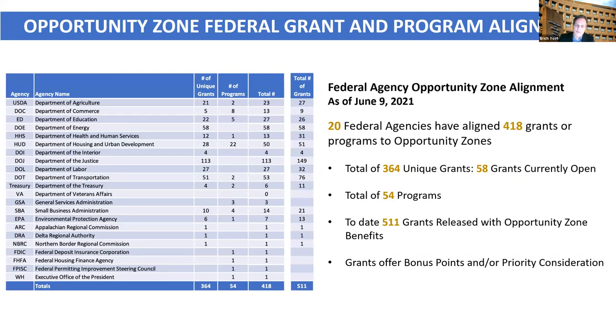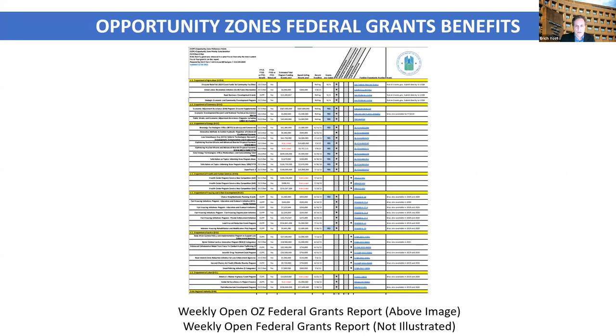One thing that you may have heard is the federal government has also aligned and targeted federal grants and programs. Through June 9th, 20 federal agencies have aligned 511 grants in total, 364 unique grants, meaning they've been released more than once, and 54 unique programs. These either offer preference points, priority consideration, or some targeted benefit for activities in a promise zone or an opportunity zone. We do publish a list of those. Many of these grants are on grants.gov, a majority of them. Sorry, this is really small, but the list is long. This is more for illustrative purposes of how many grants are open at different times.